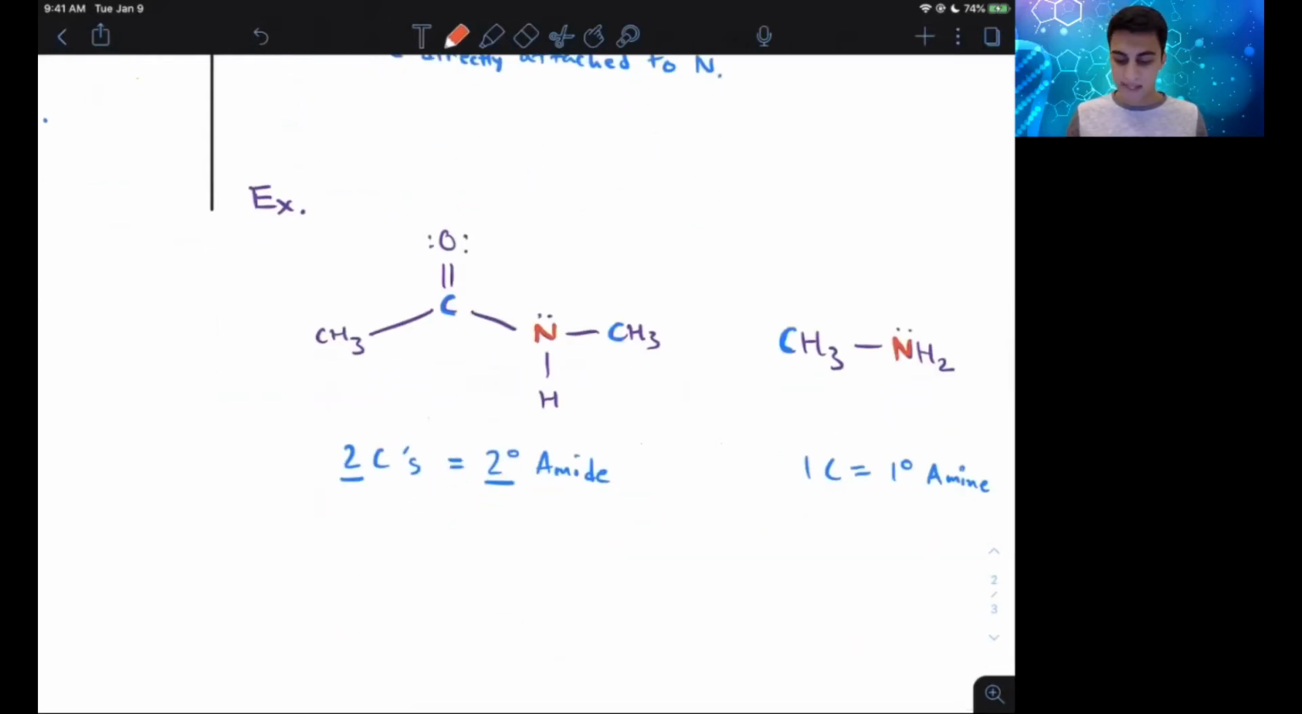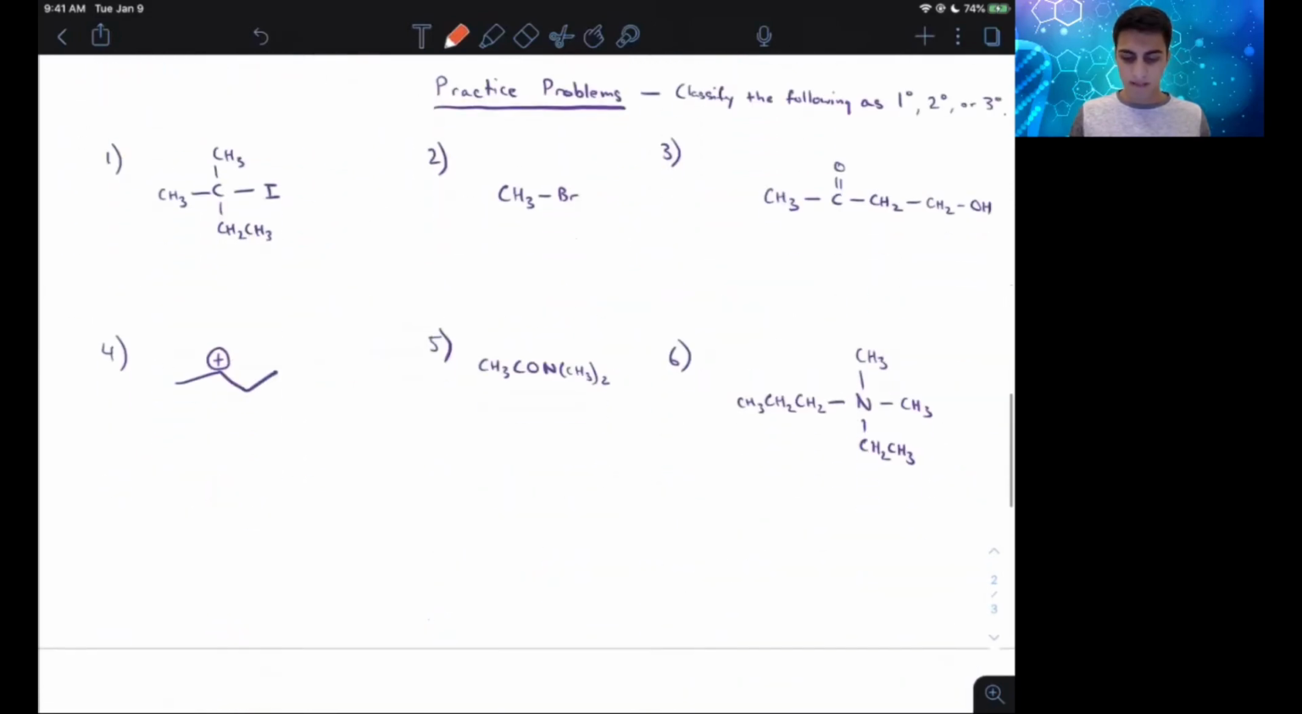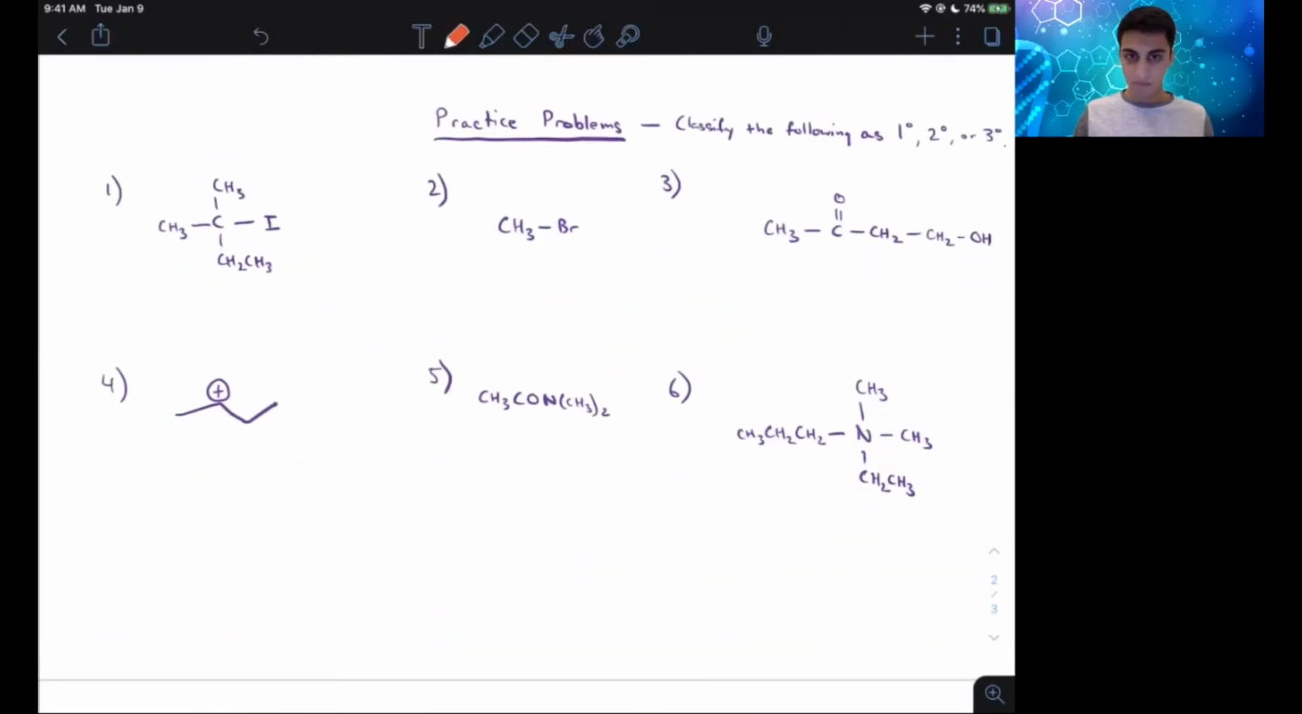Now in this case, this is not an amide, it's an amine. Why? Because we don't see a C double bond O here. So if there was a C double bond O there, that would make it an amide. But since we don't have it, this is an amine. All right. Now let's go over a couple of practice problems just to make sure that we got this down 100%.